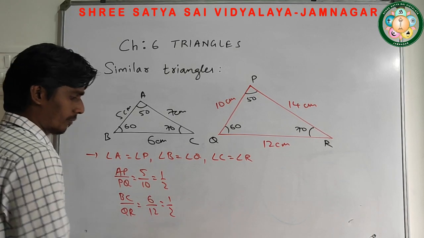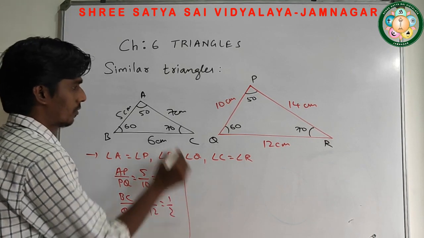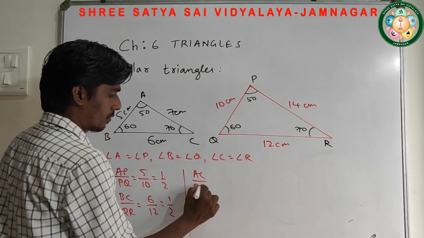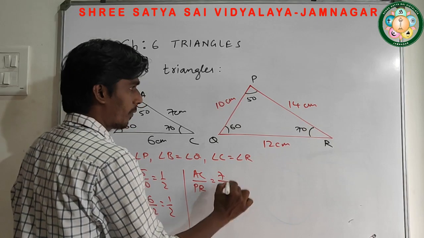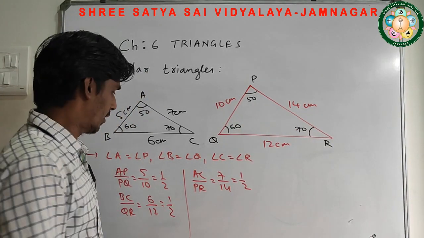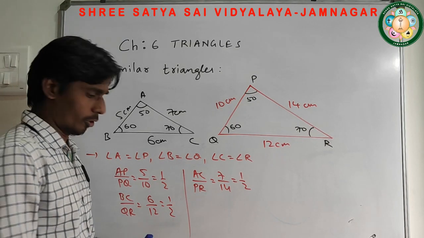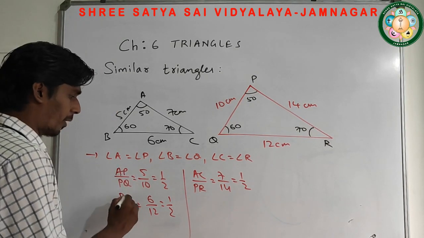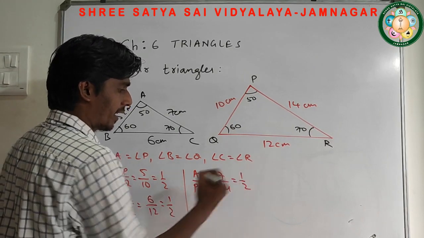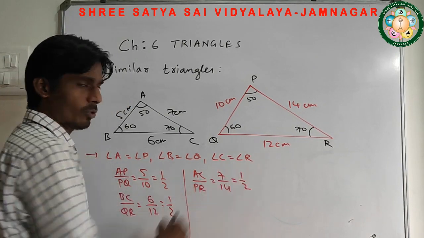So it is 1 by 2. And one more, AC upon PR. AC is how much? 7, and this is what? 14. So again this is 1 by 2. So if you look at all the ratios, AP upon PQ is half, BC upon QR is half, and this AC upon PR is also half. All the ratios are equal.